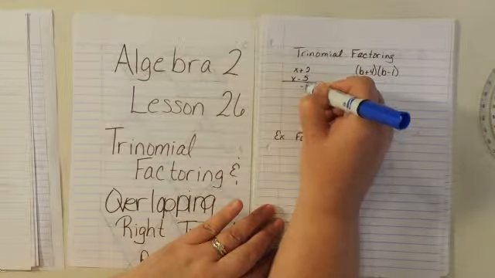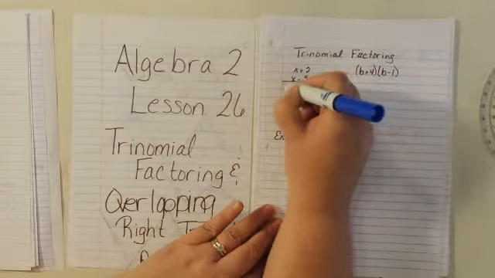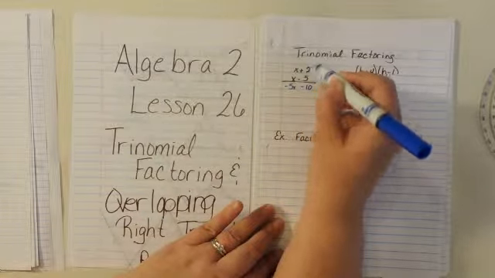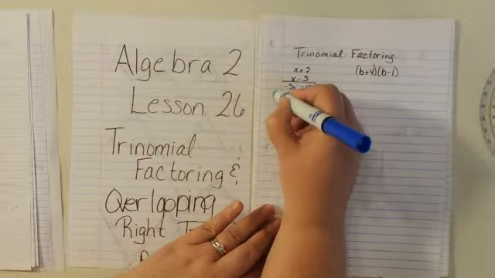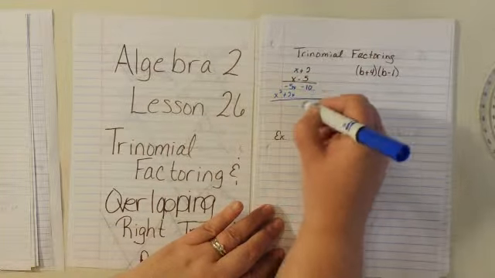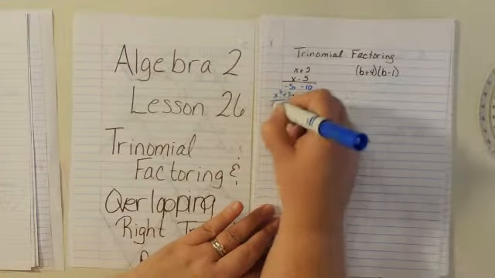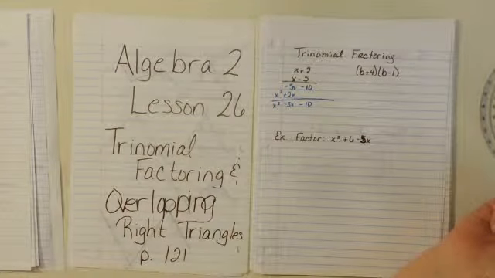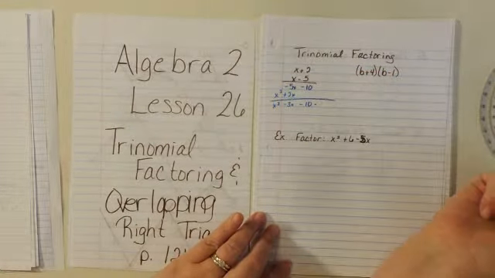So let's try it. We've got negative 5 times 2 is negative 10. Negative 5 times x is negative 5x. X times positive 2 is positive 2x. And x times x is x squared. We add these together and we get x squared minus 3x minus 10. So we ended up with a trinomial. The factors of this trinomial are x plus 2 and x minus 5.